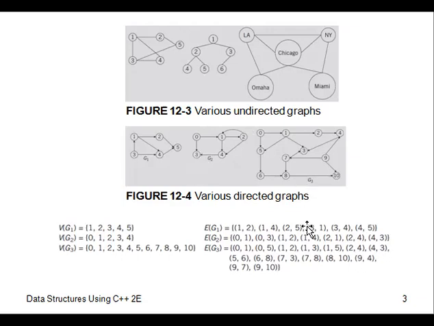From the third graph, also similarly, from the first vertex 0, it visits 5 and 1. So it represents 0 comma 1 and 0 comma 5. Similarly, each vertex can be visited and edges can be denoted.